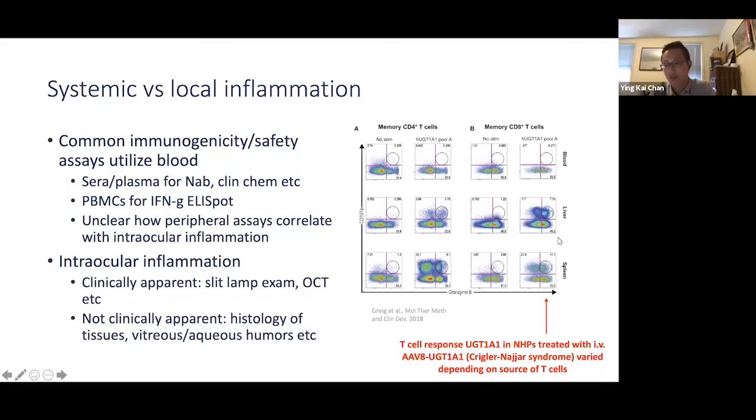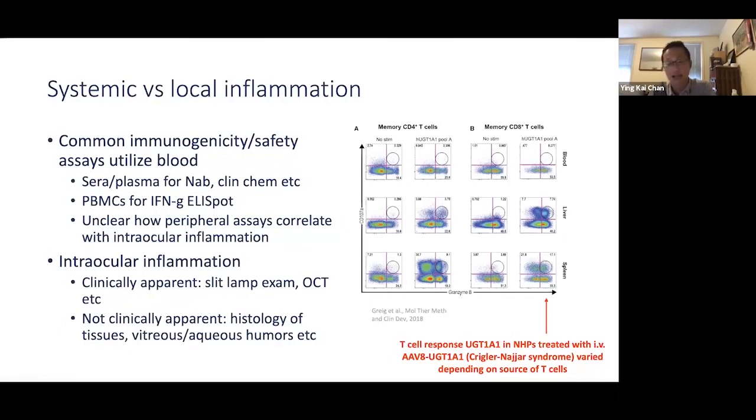On the right is a striking example of why the location of sampling really matters. This is a non-human primate study done by Jim Wilson's lab. They treated some monkeys with intravenous AAV8, and when they took out T cells from the blood, they found very little immune response to the transgene. If they took out T cells from the liver or the spleen, you see a very, very different story. The immune response was dramatically higher.